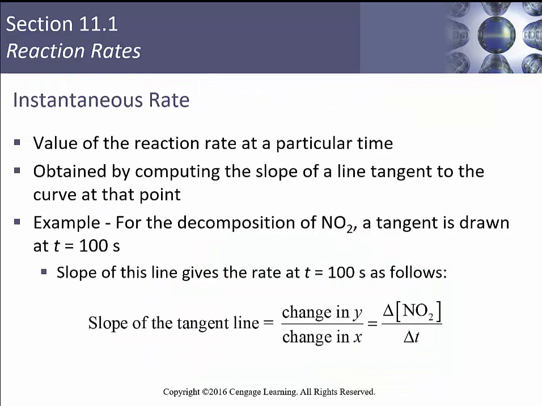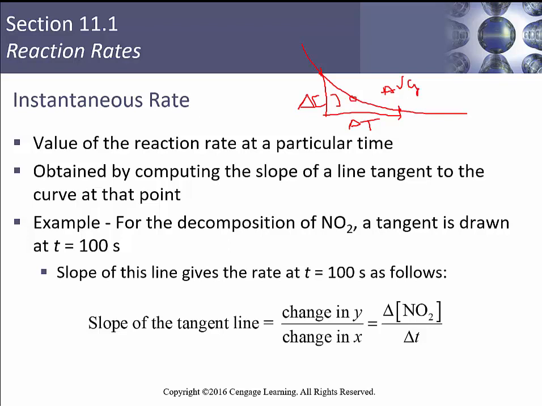We can compute the instantaneous rate, and that's the value of a reaction at a particular time. So this would be the tangent. We had our curve, we had a point and another point, and we said, okay, we can get our average rate by looking at what's dt and what's our change in concentration, and that's going to give us our average rate, right?